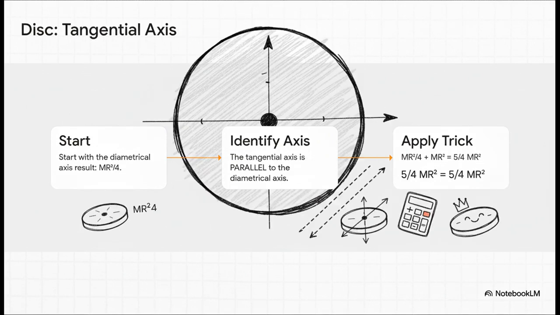And for our last case with the disk, the tangential axis, this one is parallel to the diametrical axis that we just figured out. So we take that result, mr squared over 4, use our parallel axis trick one more time, add mr squared, and there you have it, 5 over 4 mr squared. It's that systematic.